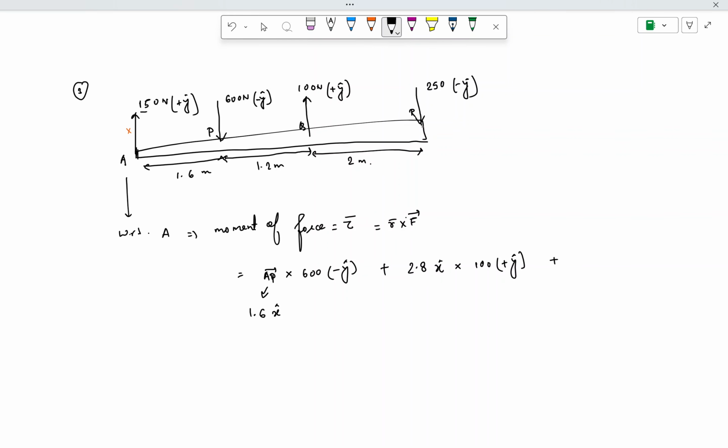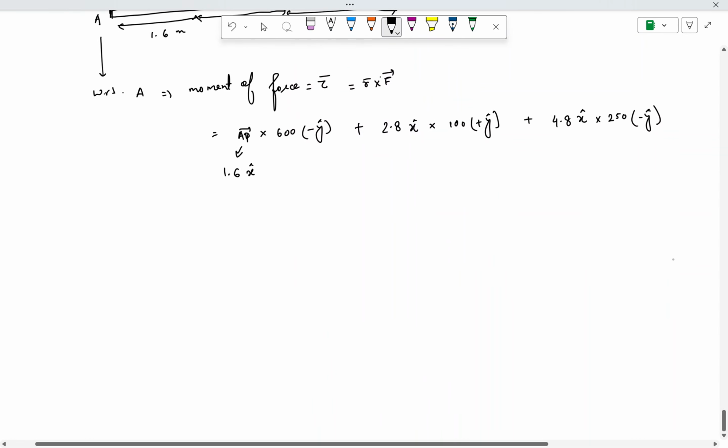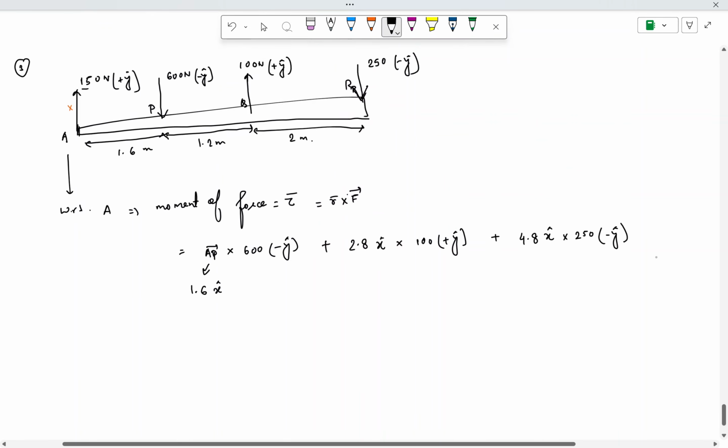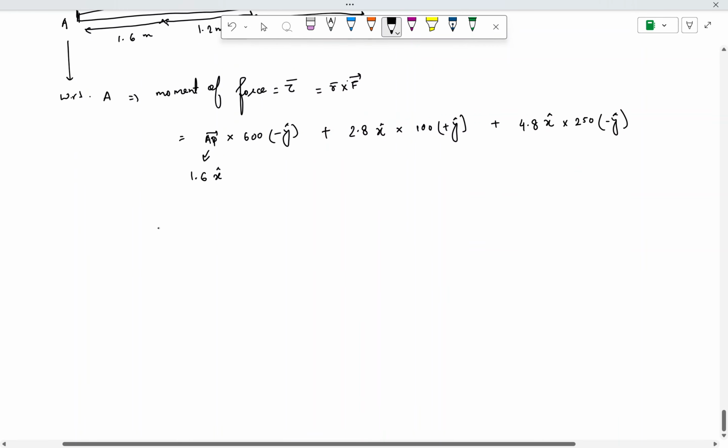Plus, then you have the force acting downwards, 250 Newton at point R. So your AR vector is 1.6 plus 1.2 plus 2, so 2.8 plus 2 is 4.8 meter in the plus x cap direction, cross 250 minus y cap. So this is your force, and now you just have to take the cross product and the multiplicative values.